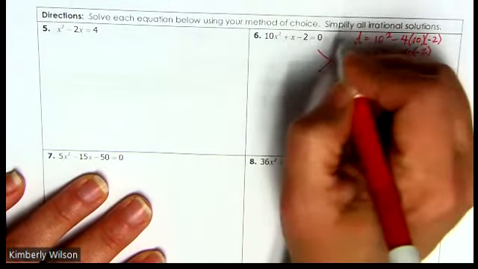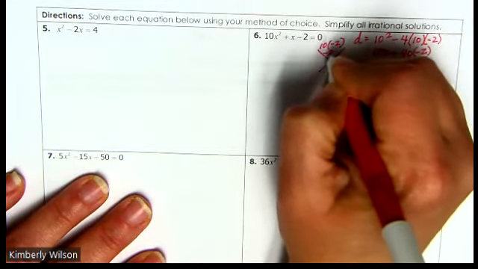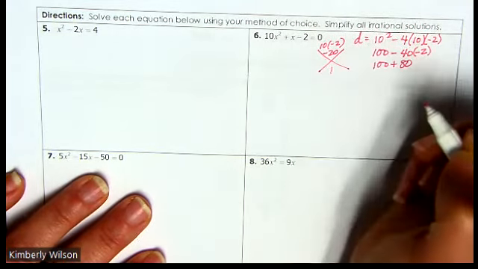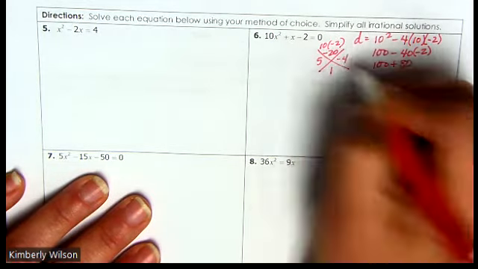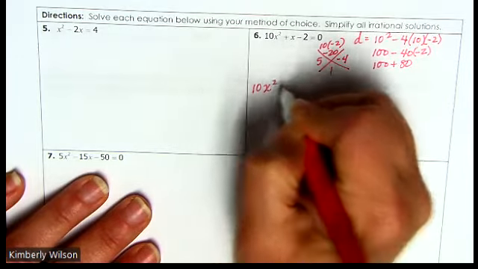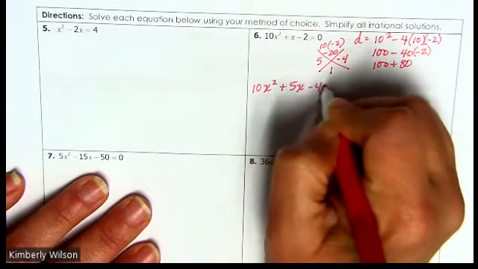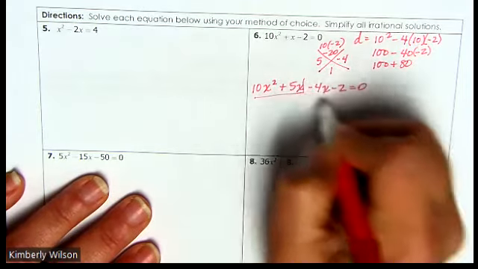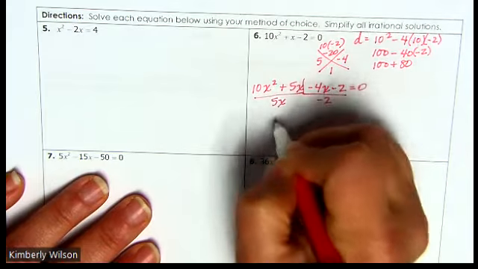Because you have 10 times -2, so that gives you -20. And then you have 1. Well, that's going to give you 5 and -4. So therefore, we have 10x squared plus 5x minus 4x minus 2 equals 0. You can do the grouping method. So therefore, that's 5x, that's -2.